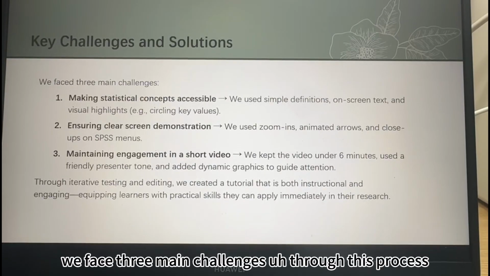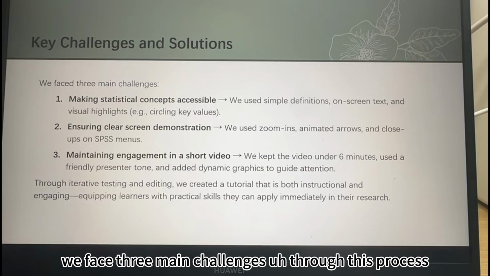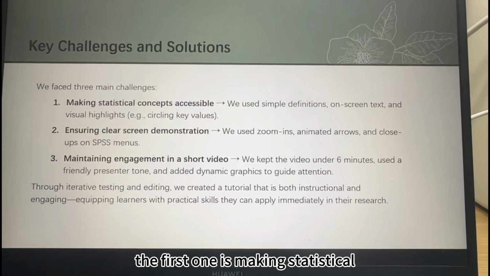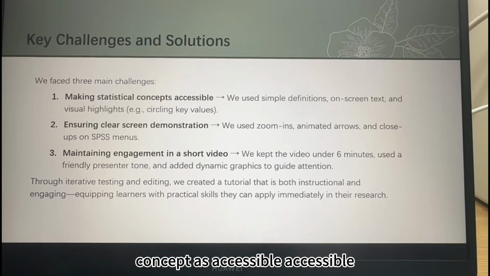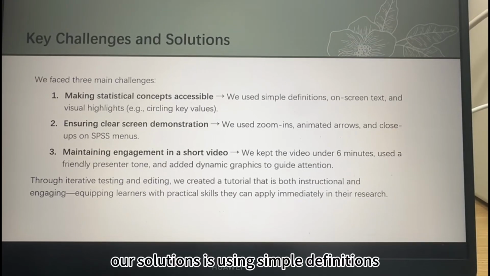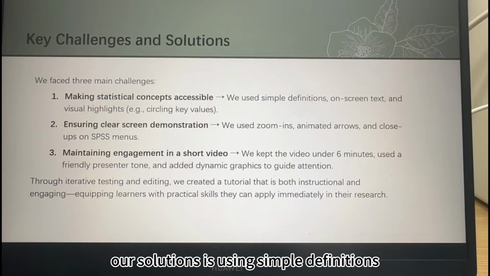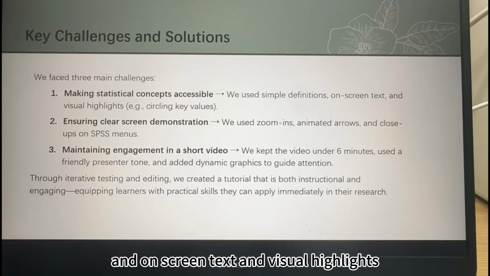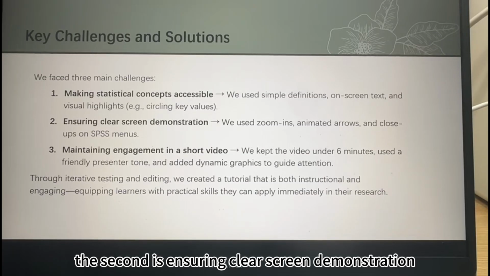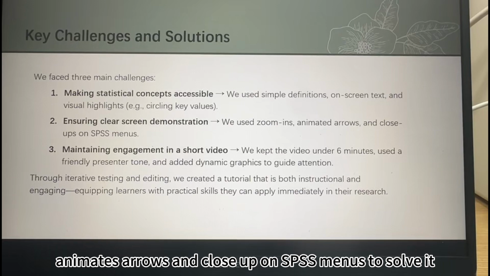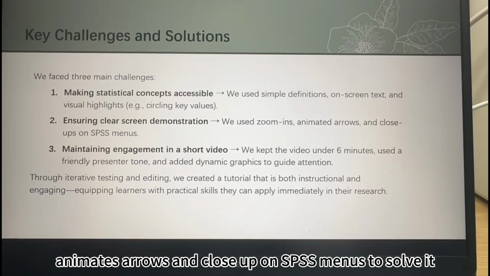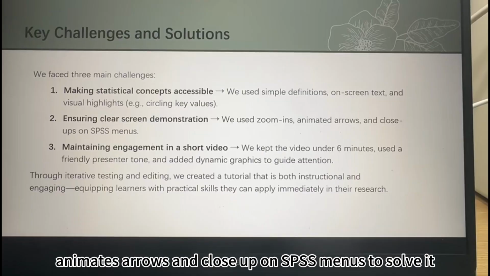We faced 3 main challenges through this process. The first one is making statistical concepts accessible. Our solution is using simple definitions, on-screen text, and visual highlights. The second is ensuring clear screen demonstration. So we used zoom-ins, animations, arrows, and close-ups on SPSS menus to solve it.